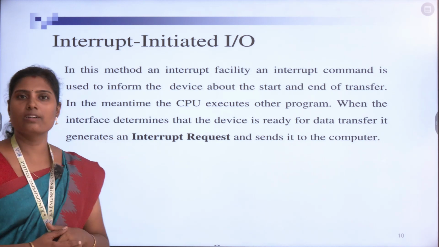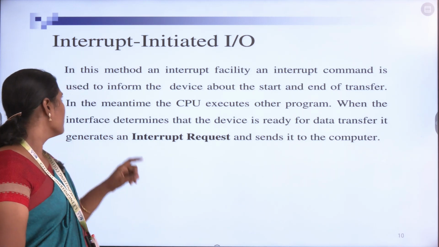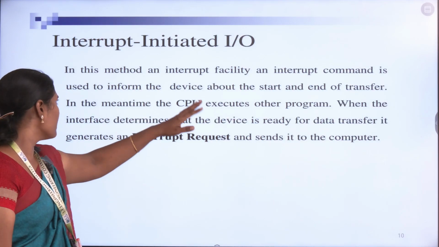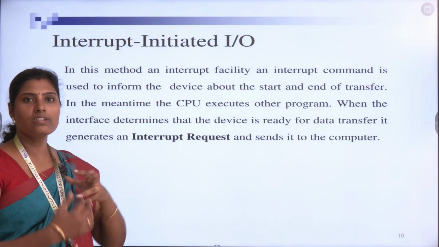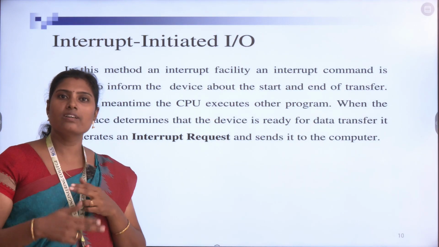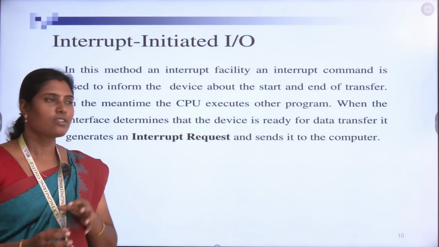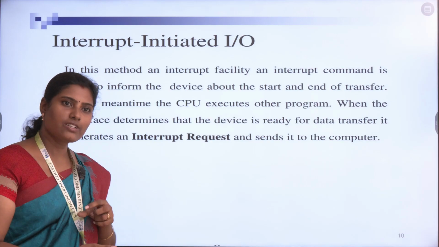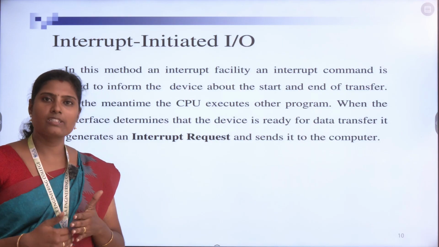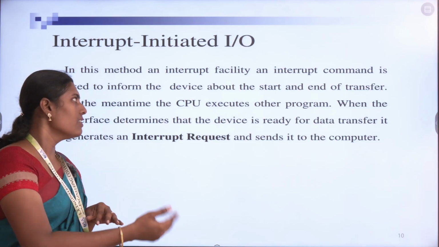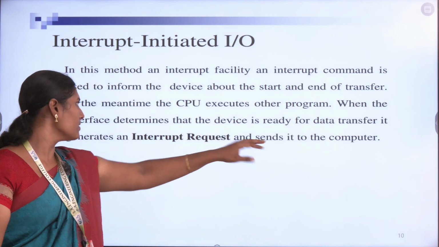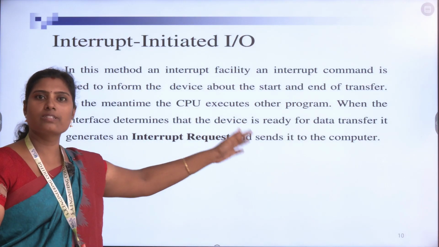And the next type we are going to see is interrupt-initiated input-output. In this method, an interrupt command is used to inform the device about the starting and the end of a transfer. In the meantime, the CPU will be involved in executing other programs. So this interrupt will be initiated with the CPU, so that the CPU is held up for another program. The current program execution will get over and then it will be freed up for the next process. So when the interface determines that the device is ready for data transfer, it will generate an interrupt request and it will be sent to the computer.